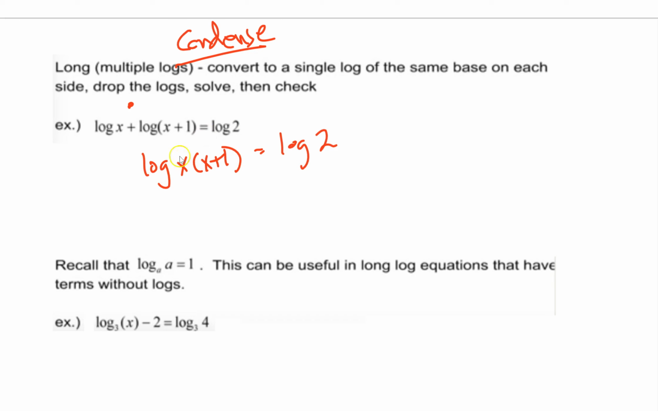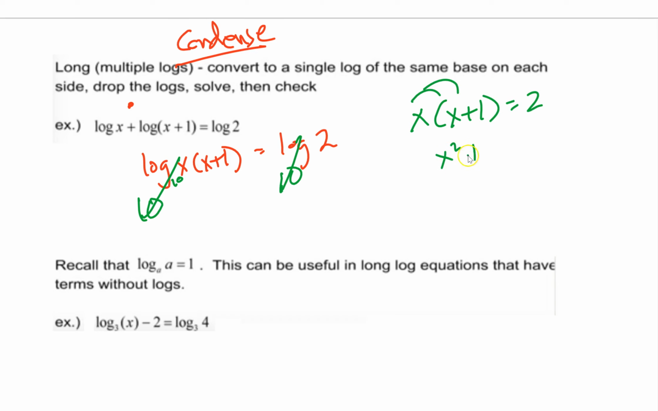Now I can do it. Now there's only a single log on each side. So now I can actually take the base of both sides. Now remember, in this case, you don't see a base, so it's base 10. Take 10 of both sides. These will cancel, and you get x times x plus 1 equals 2. And now we just use our algebra skills. So you distribute: x squared plus x equals 2.